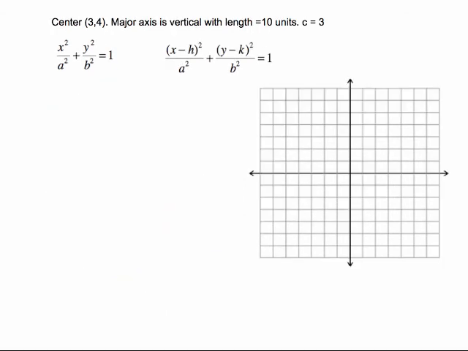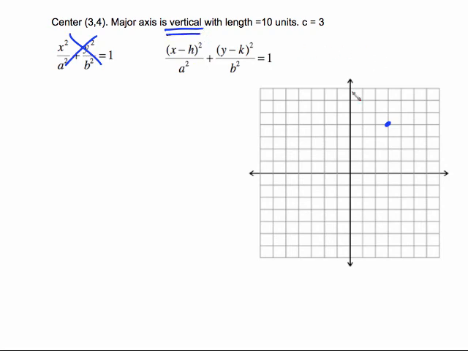Center is 3, 4. The major axis is vertical with length equal to 10, and c equals 3. Because we have a center that's not 0, 0, I can't use the short one. I'll have to use this longer one. And I can start putting things on the graph. The center is 3, 4. The major axis is vertical.